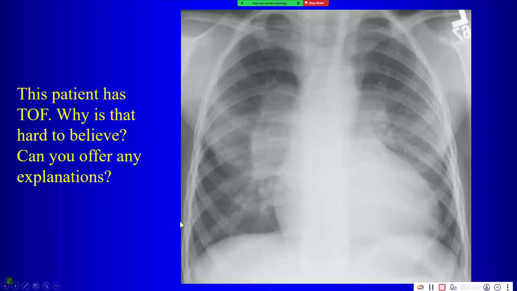When you look at the plain film, why is that hard to believe? What's peculiar about the plain film that makes it hard to believe that this patient has tetralogy? Well, the central pulmonary arteries are markedly enlarged, right? So you notice that enlargement of the central pulmonary arteries. Now, we talked about pink tetralogy, where you might have predominantly left to right shunting. That, of course, could do this. But what other anomaly associated with tetralogy of Fallot can result in dilatation of the central pulmonary arteries?